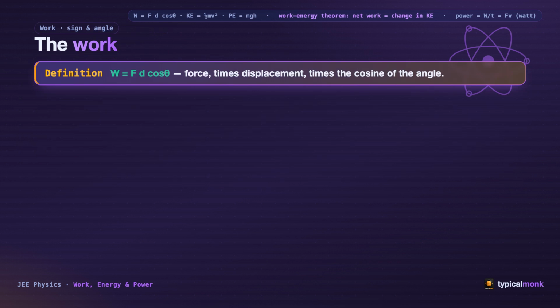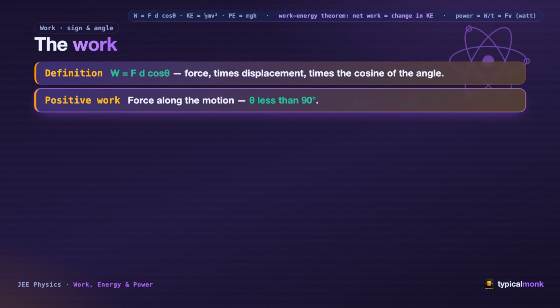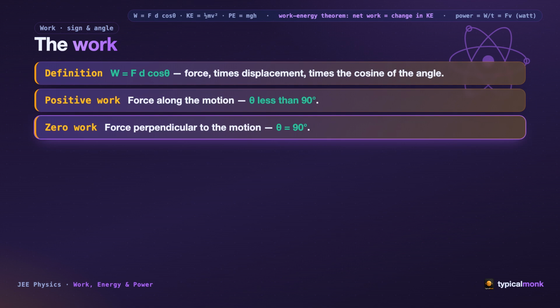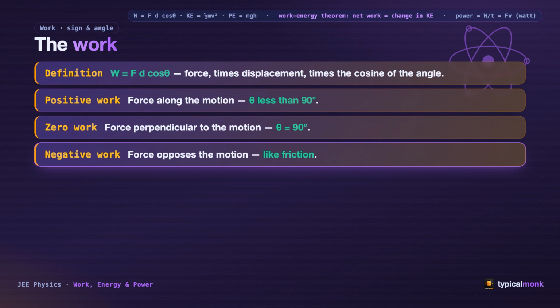Now work, precisely. The definition, W equals Fd cosine theta, force times displacement times the cosine of the angle. Positive work, force along the motion, theta less than 90 degrees. Zero work, force perpendicular to the motion, theta equals 90 degrees. Negative work, force opposes the motion, like friction.